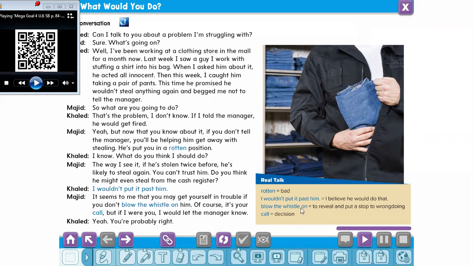Yousef Fadel, go ahead, Yousef. Good morning, Mister. Good morning, Yousef. I wouldn't put it past him. I believe he would do just. This is the meaning in English, but I want to know the meaning in Arabic.